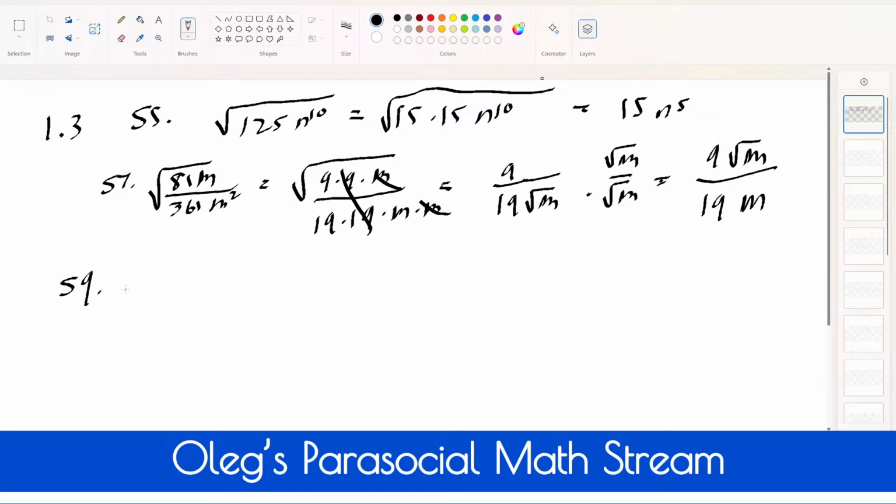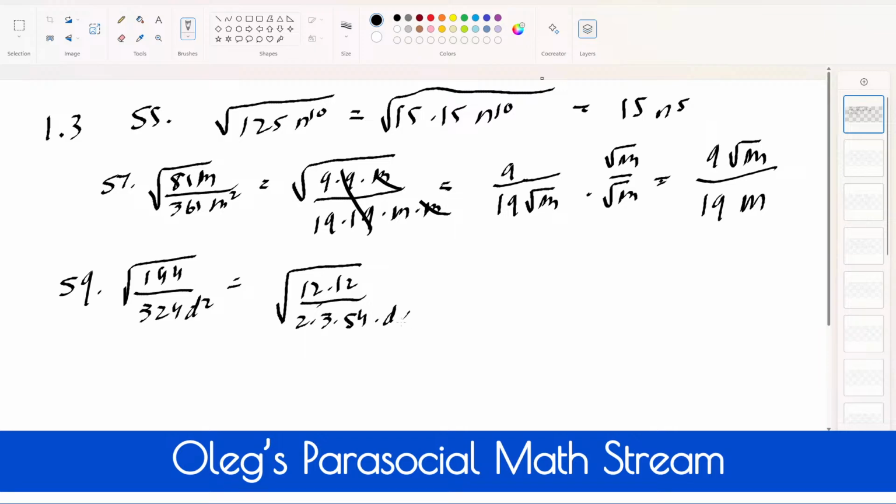59. 144 over 324d squared. Okay. So we have 12 times 12 over, I don't know what we can do with 324, but we're going to find out. 324, we're going to divide that. Let's see if it divides by 8. No. 24 divided by 6. So that's 54. So then we have 2 times 3 times 54 times d.